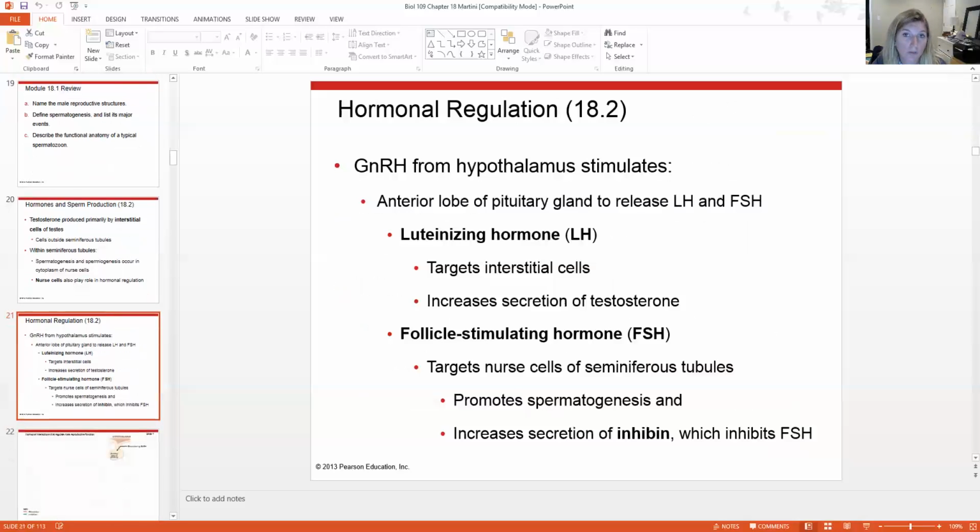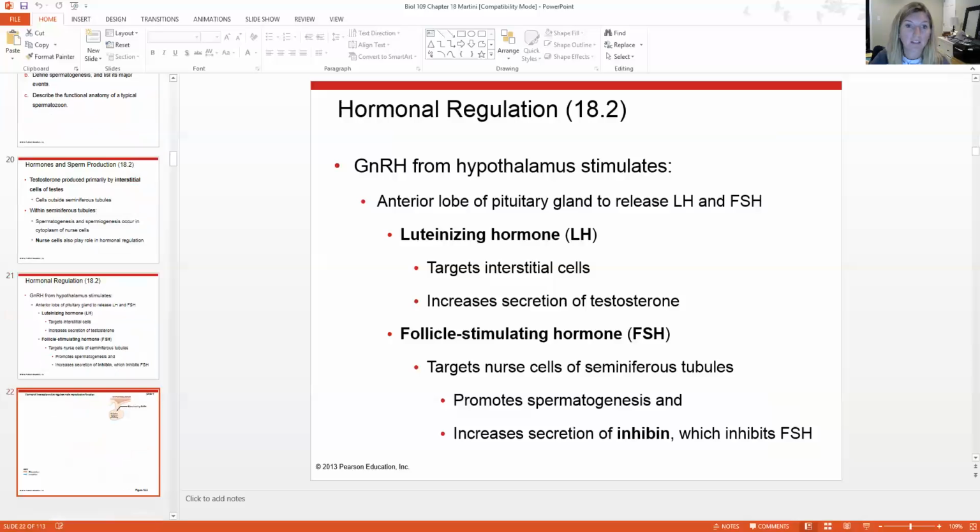GnRH, gonadotropin-releasing hormone, comes from the hypothalamus, and it stimulates the anterior pituitary to release LH and FSH. LH, luteinizing hormone, targets the interstitial cells, increasing testosterone production. FSH, follicle-stimulating hormone, targets the nurse cells of the seminiferous tubules, promoting spermatogenesis and increasing inhibin. Inhibin is going to inhibit FSH through a negative feedback loop.